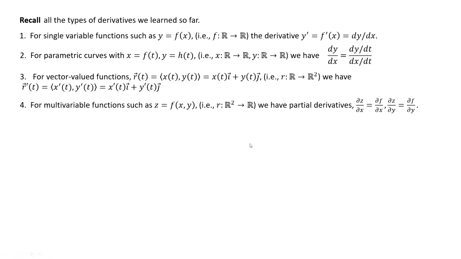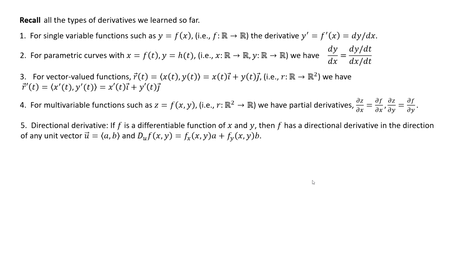Okay. In this case, we learned that there is this thing called partial derivative, and said, if you have z equals f of x, y, you can find partial z with respect to x and partial z with respect to y. Those are the kind of derivatives we'll learn later.